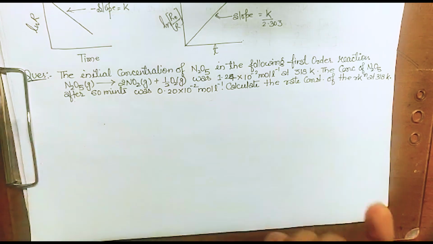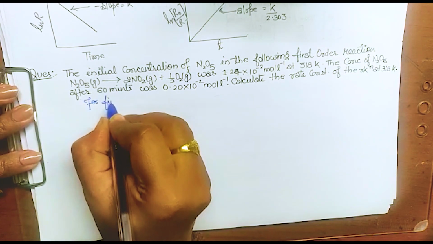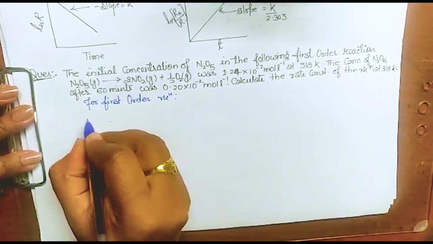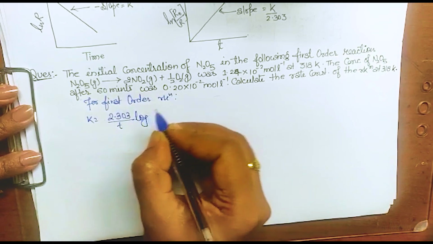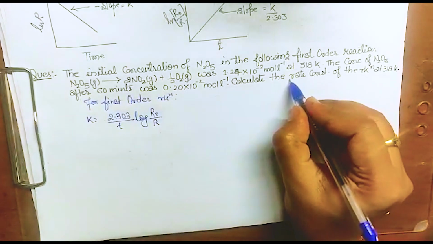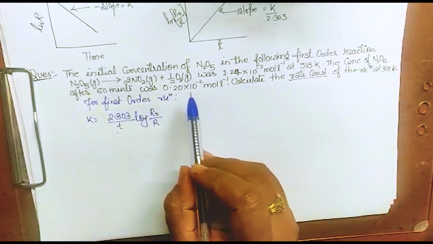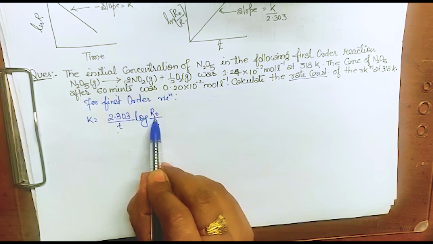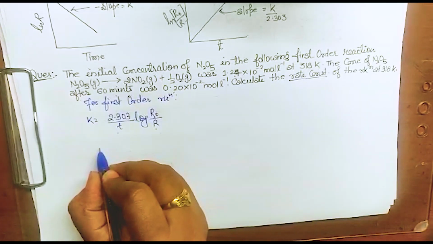It's a very simple question. We know that for first order reaction we have a formula. What is that formula? You all know that K is equal to 2.303 upon T log initial upon left, isn't it? So what you have to find is the rate constant, that means K. Time is given, 60 minutes. The initial concentration was given this and the final concentration was given this. So it's so simple, you put the value and get the answer.